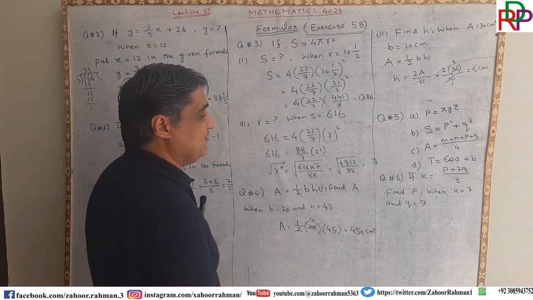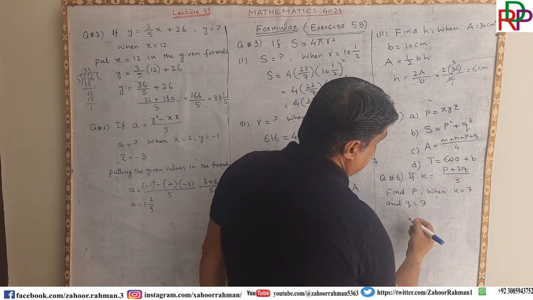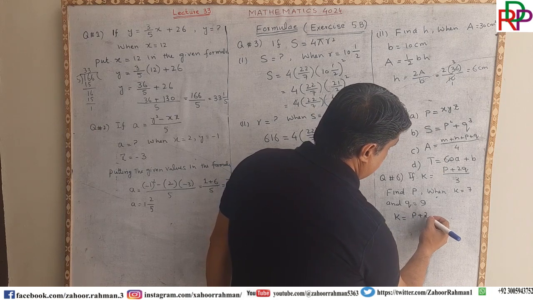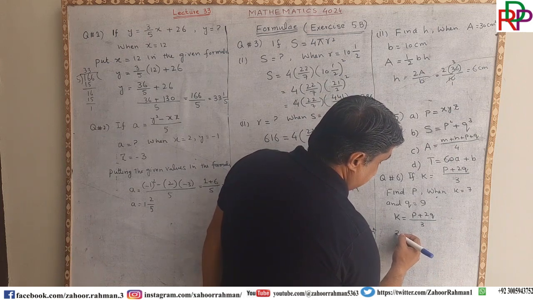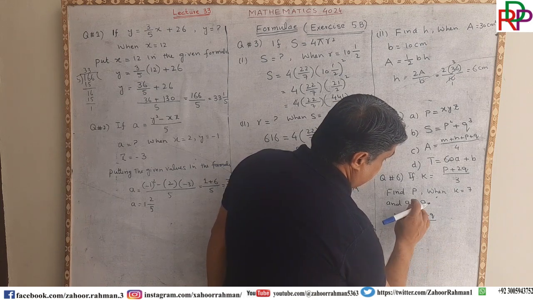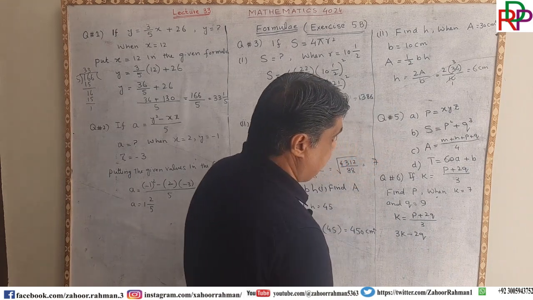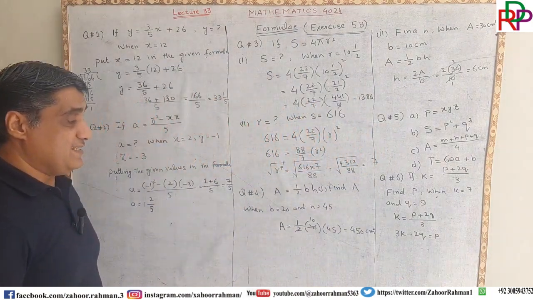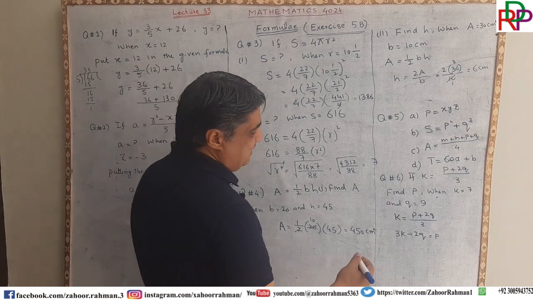First we have to make p the subject. So we have to isolate the p here. So we can write first k is equal to p plus 2q divided by 3, and then we can write 3k minus 2q is equal to p, because when 2q is coming to this side, automatically it will be minus 2q.